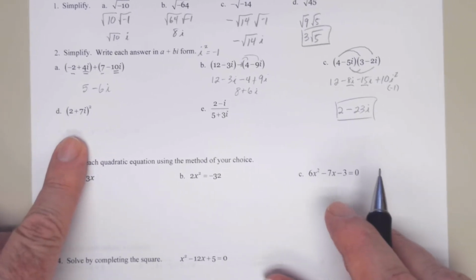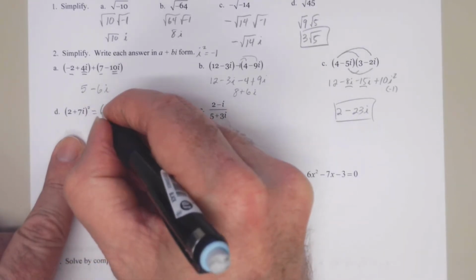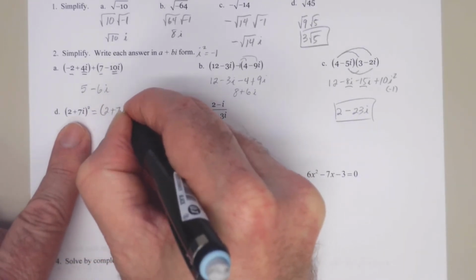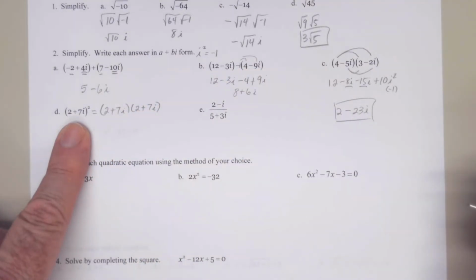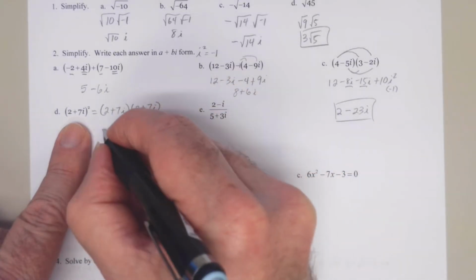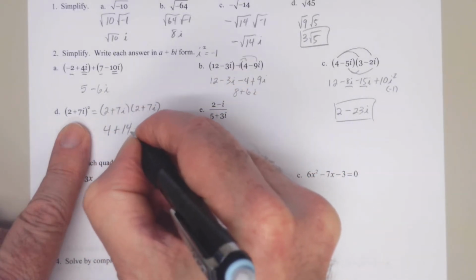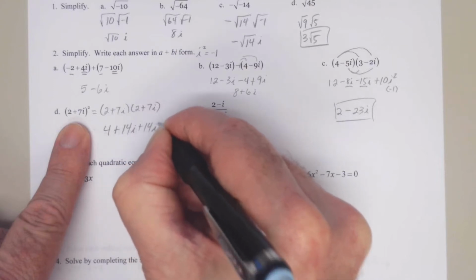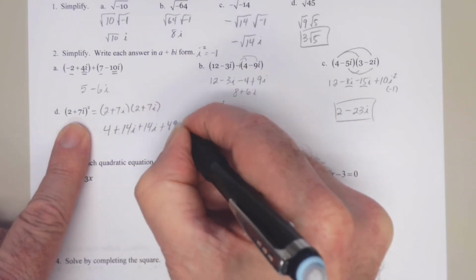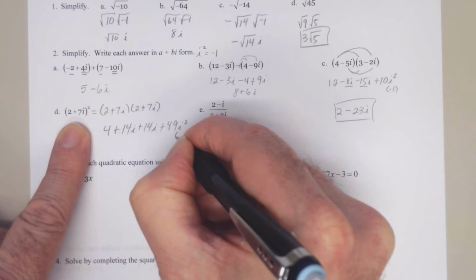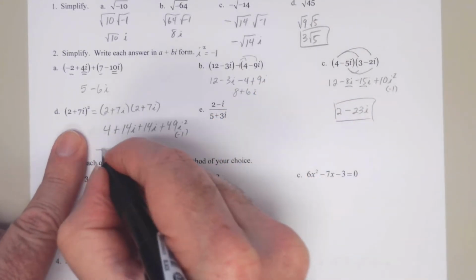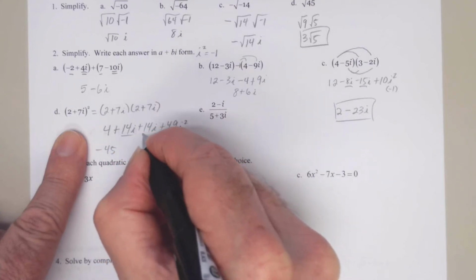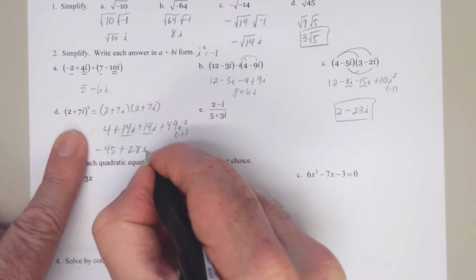Now we got to remember on D that this is FOIL in disguise. You're going to have to multiply 2 of these. There's no shortcuts, no properties we can use to simplify this directly. So when we FOIL this, we get 4 plus 14i plus another 14i plus 49i squared. Again, the i squared is -1, so we have 4 and -49, that's -45. The 14i and another 14i is 28i.